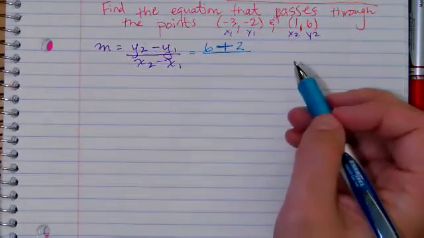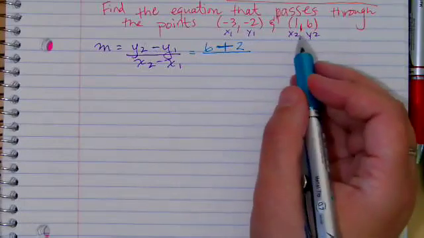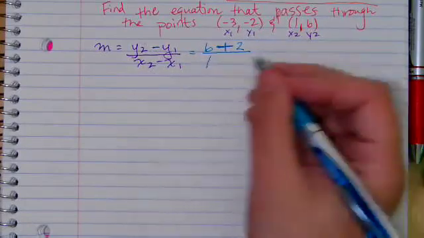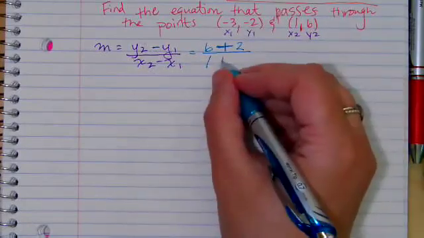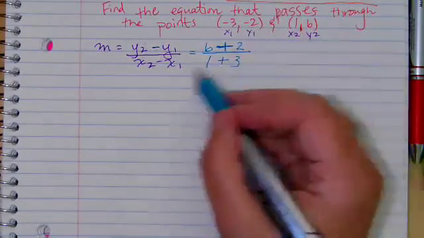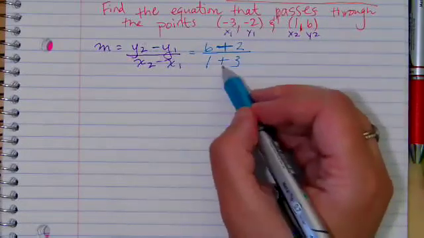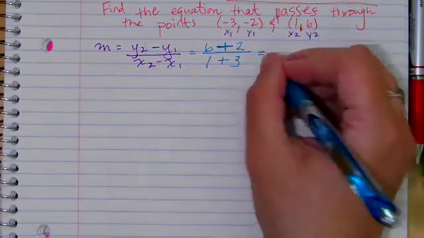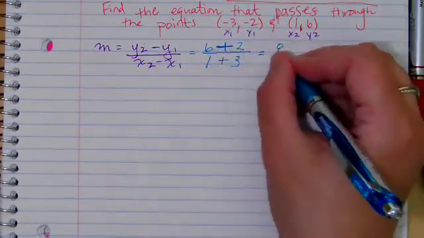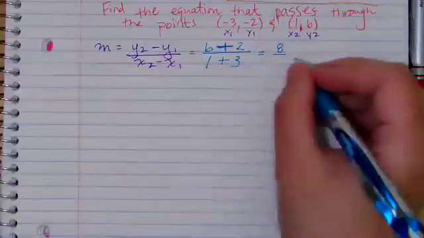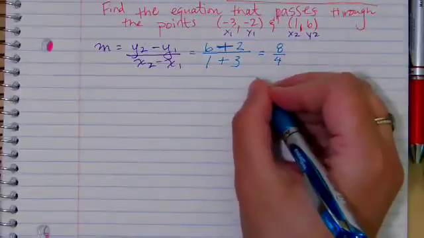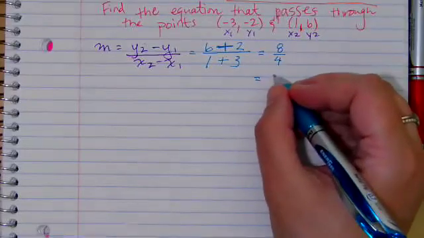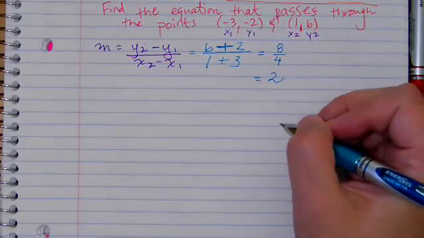Anyone want to tell me what I should do for the denominator? 1 plus 3. And I like how you just switched that from minus -3 to immediately a plus. Okay, so now we simplify. We get 6 plus 2 is 8. Over 1 plus 3 is 4. And so our slope then is 8 divided by 4, which is 2. So our slope is 2.